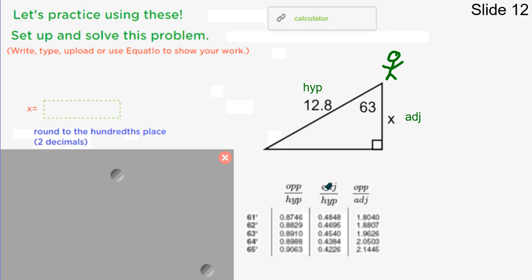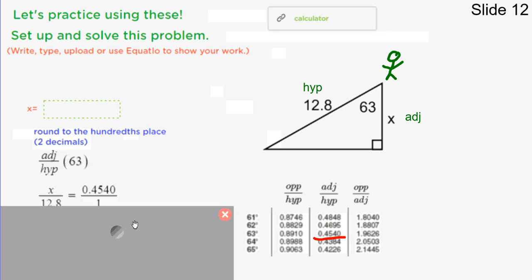So I focused in the part of the table with my angle of 63 degrees, and if I'm using the adjacent and hypotenuse, I'm going to have to look at this column here for the pieces. I know I have to have x over 12.8 is equal to, and then I'm going to get my ratio from my table. Well, again, adjacent over hypotenuse, 63 degrees, I've got to use this when I write my proportion. So my proportion should be x over 12.8 is equal to 0.4540 over 1.